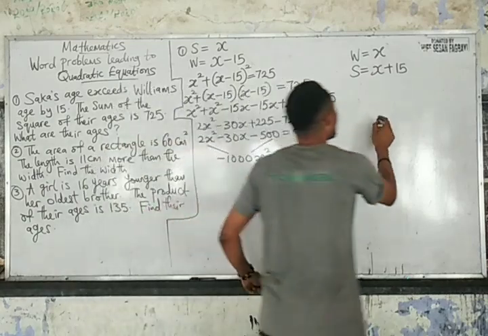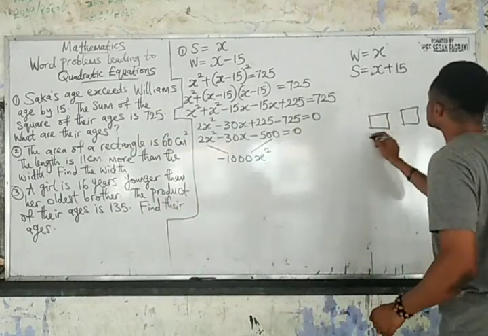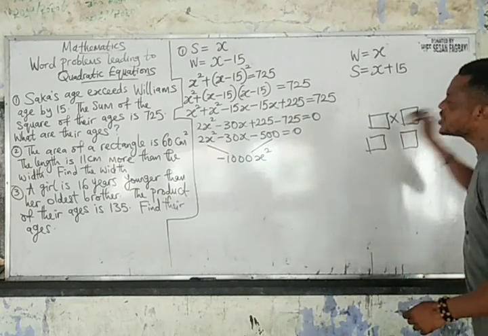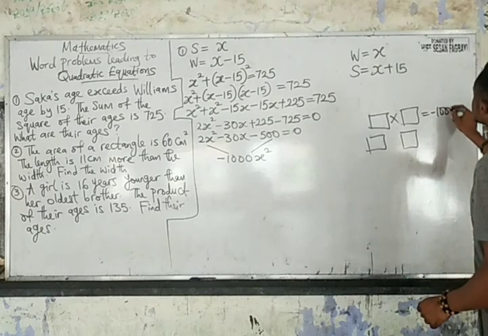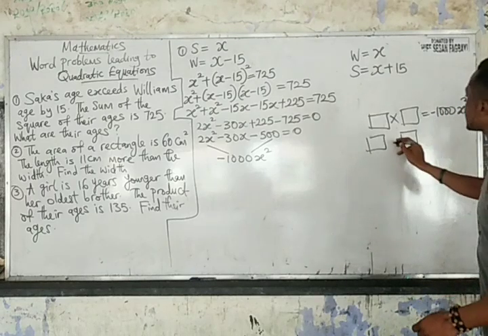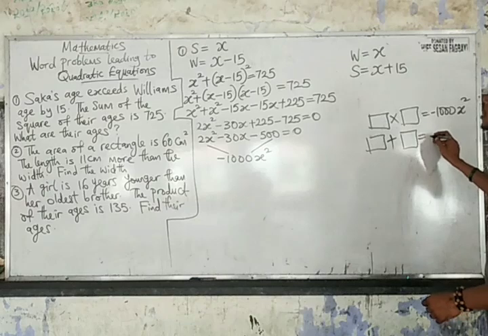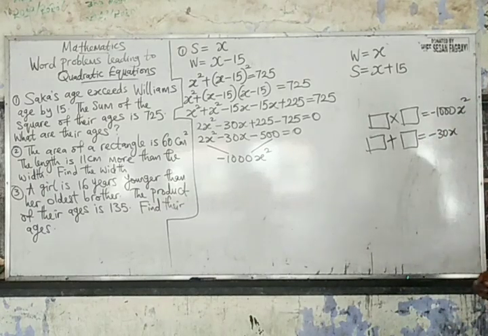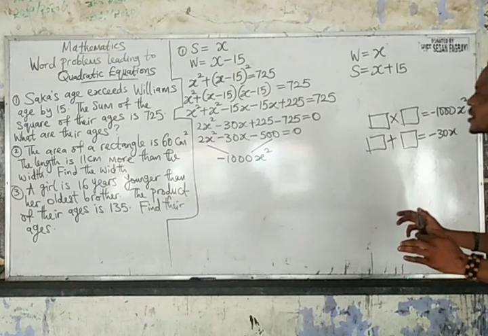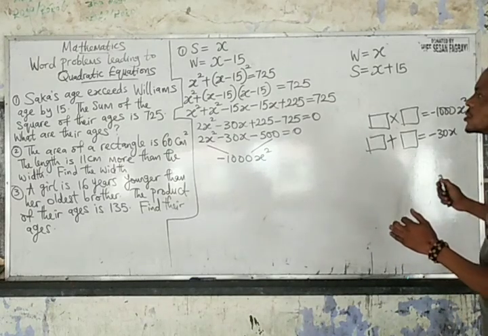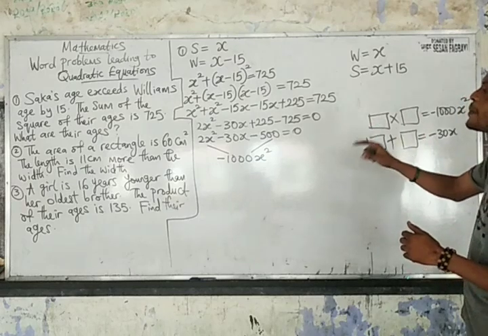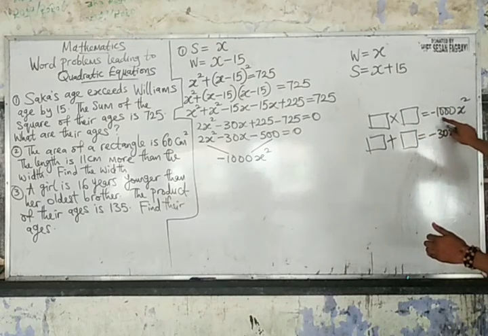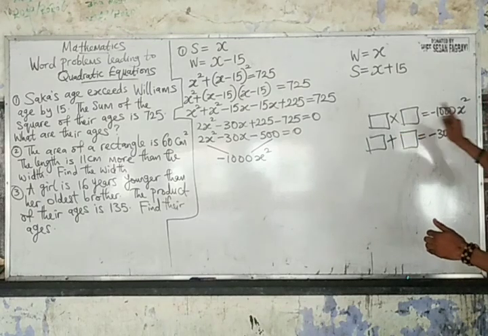So when I work on that, let's see what will come out of it. When I multiply them together, it must give me minus 1000x squared, and equally when I sum them together, it must give me minus 30x. So without wasting time here, it should be something around 50 multiplied by 20. 50 multiplied by 20 will give me 1000.